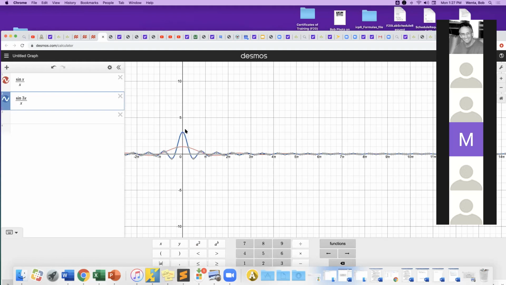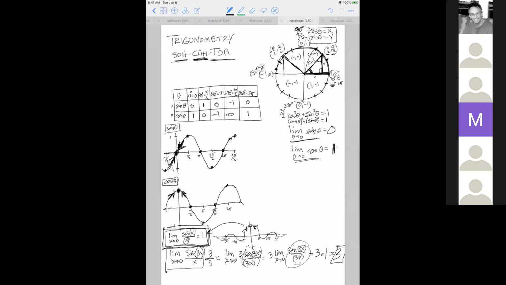The way to manipulate that is really important. You don't change the angle. You don't multiply by the angle. You multiply by the denominator and then put the factor out front of the function. That's a big thing I wanted to get squared away. Any questions on that at all?